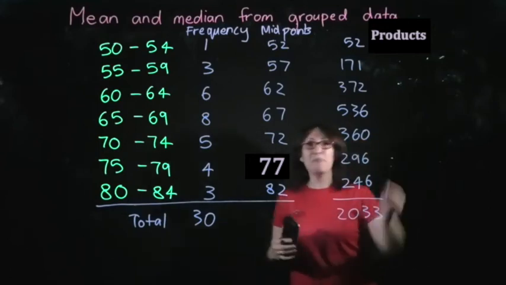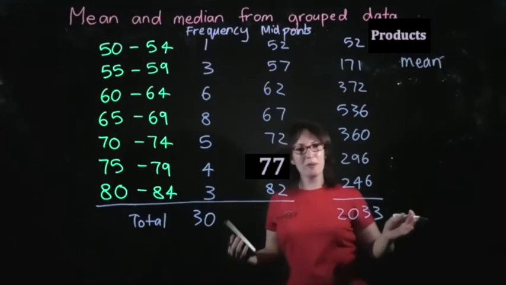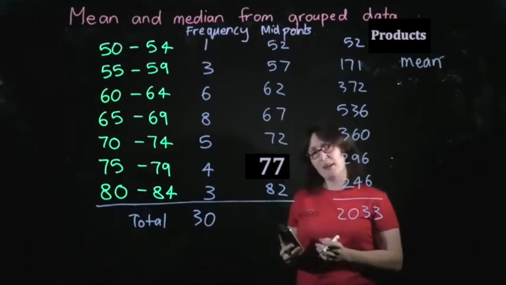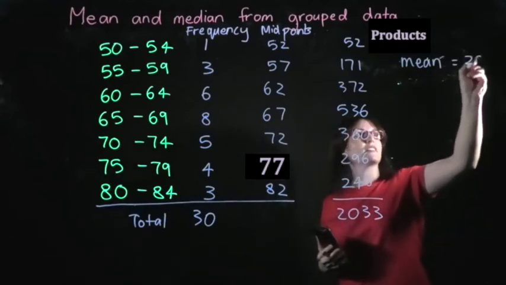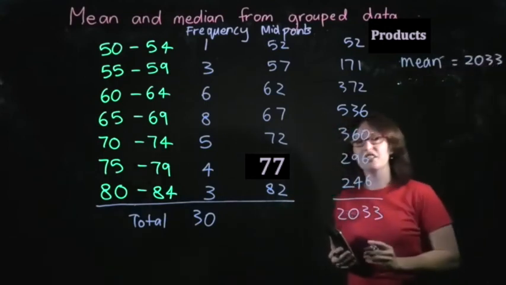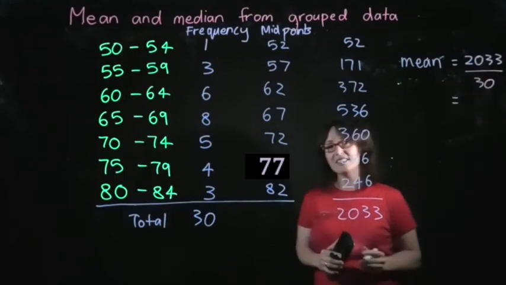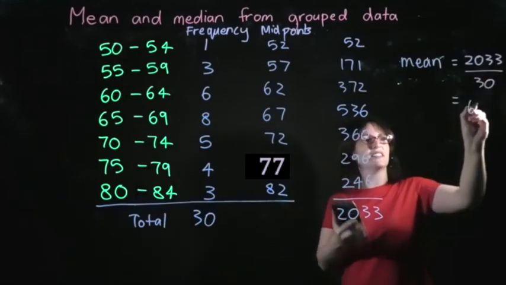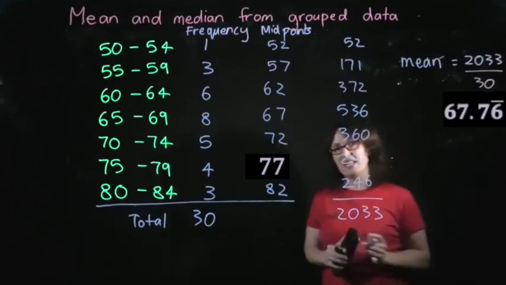So how do we find out the mean of that? You take all of the numbers added up. So we've approximated the midpoints, and so our total here is 2,033 for their ages, divided by how many people are there. So we're saying that the mean age is 67.76 recurring as the mean age.